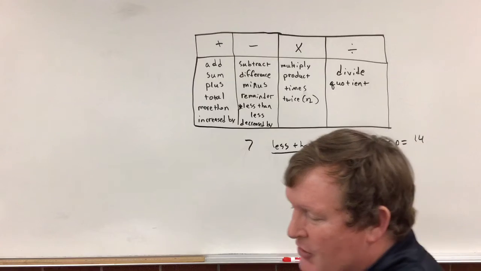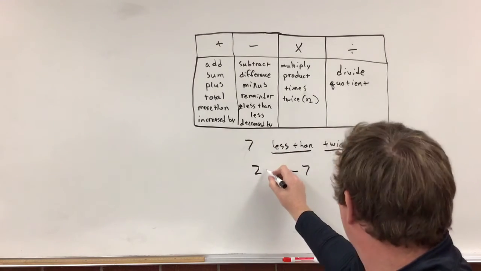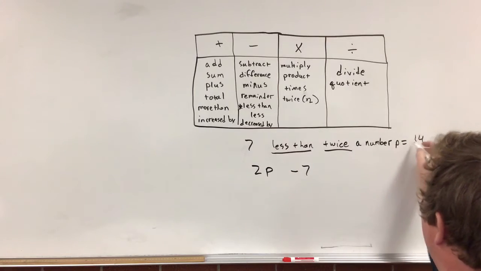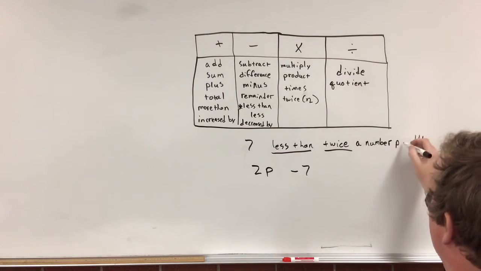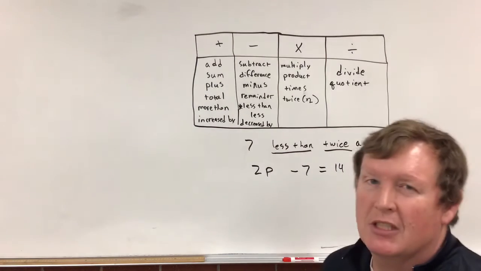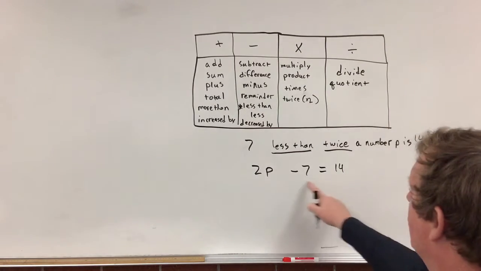That one's also not on the table. It was one we added, but they do that often. So it was like 2p minus 7 and then equals, or they might use the word "is," 14. Anytime you see "is" or "equals," that means your equal sign, okay?